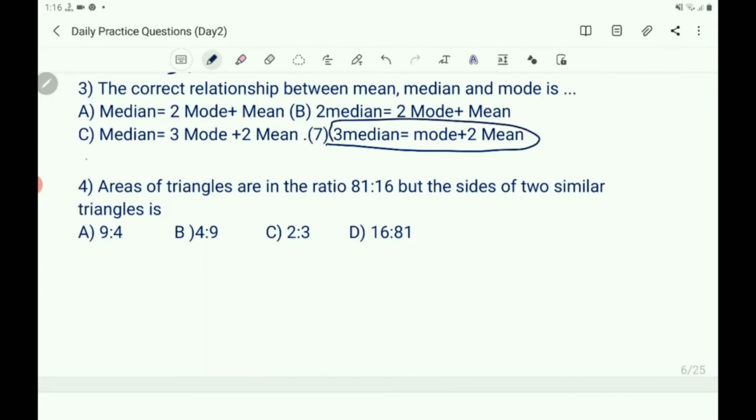So you write the answer option D, that is option D. What is that answer? 3 median equals mode plus 2 mean. Mode plus 2 mean, you write.